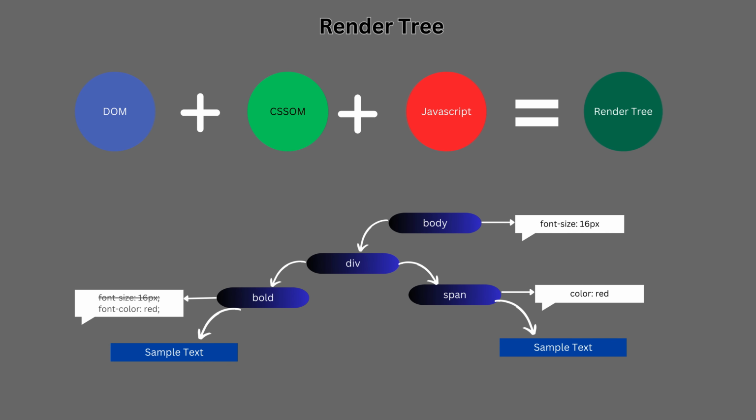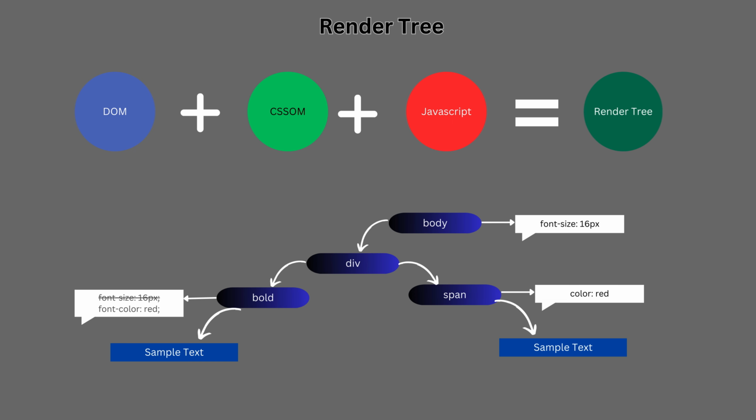Render tree construction, merging DOM and CSSOM. Combining structures. The render tree is created by merging the DOM, which represents the HTML structure of the page, and the CSSOM, which represents the CSS styles. Why are both needed? The DOM alone doesn't have style information, and the CSSOM alone doesn't have the content structure. The render tree combines both, creating the render tree, visible elements.